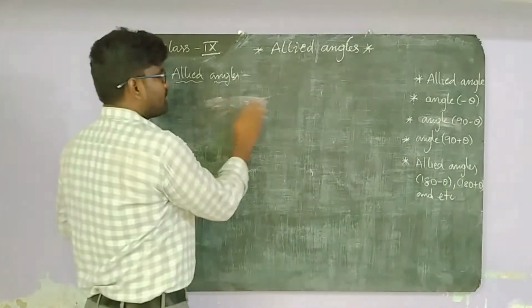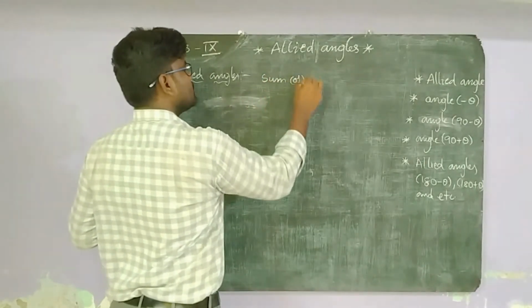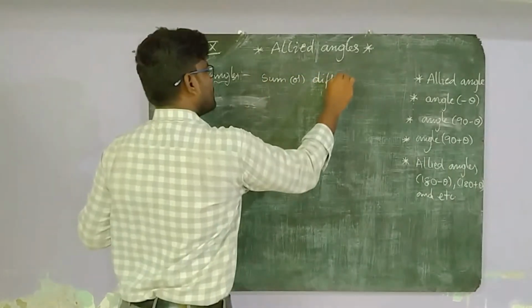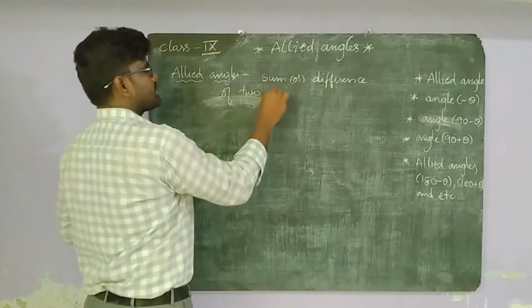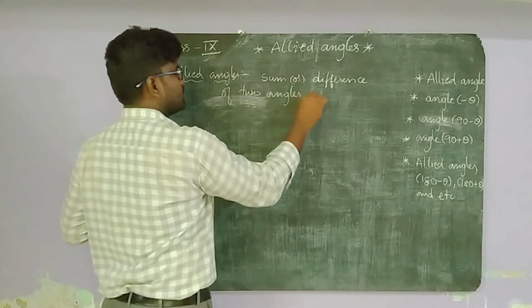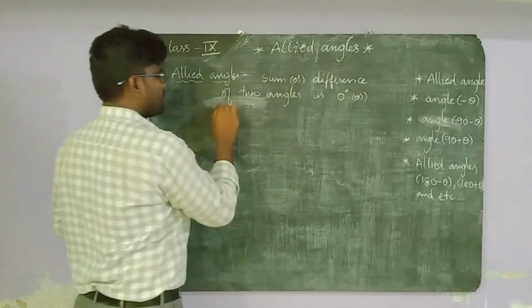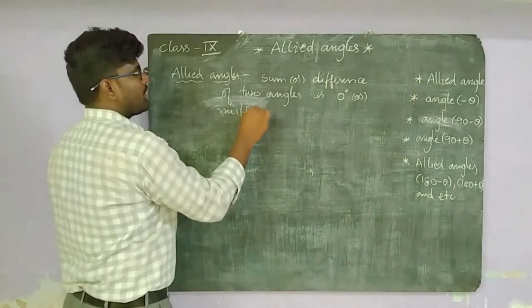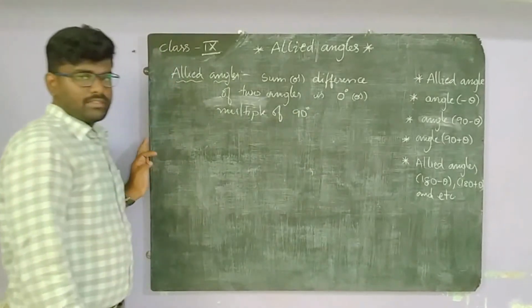So allied angles means the sum or difference of two angles is 0 degrees or a multiple of 90 degrees.